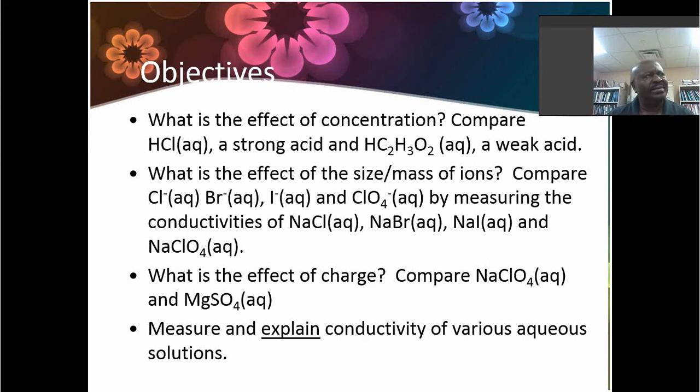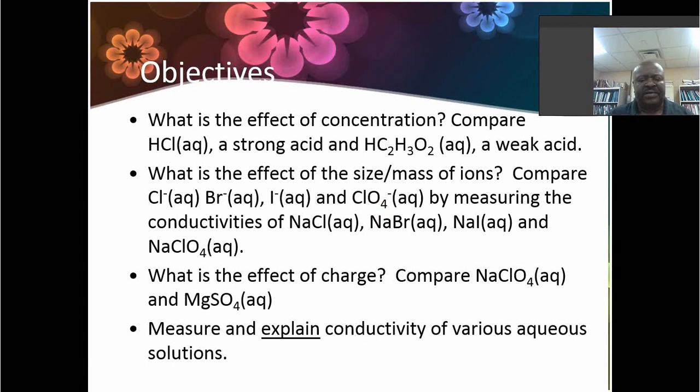Then I figured, what's the other thing we could investigate? These ions are not all of the same size. Some are small, some are big and heavy. Do the heavy ones, as they are pulled along by this electric field, go slower? What is the effect of size or mass of the ions? And so I chose chloride, bromide, iodide. These are the halides. Gotta know the terminology. And then perchlorate. And so we're increasing size there, and we can look at the effect of size.